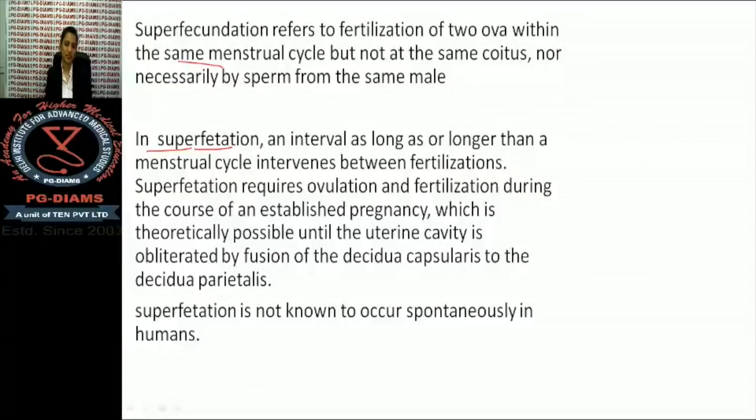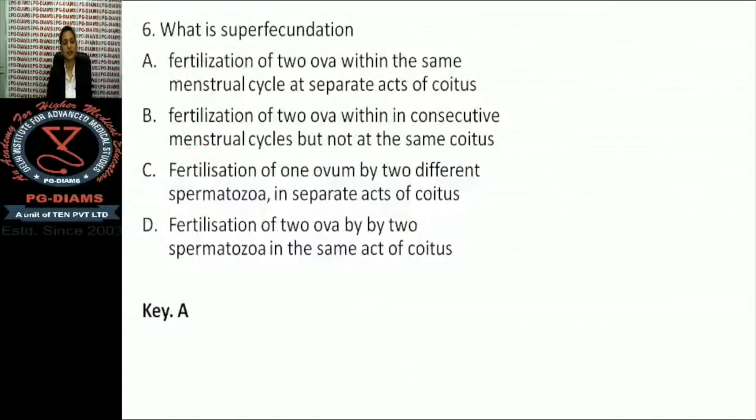Right, so superfetation is not known to occur spontaneously in humans. Here your answer, is it A? Fertilization of two ova within the same menstrual cycle at separate acts of coitus. That's correct. What is B? Two ova, consecutive menstrual cycles. This is superfetation. And one ovum by two different spermatozoa in separate acts of coitus.